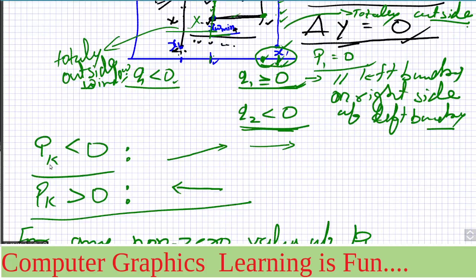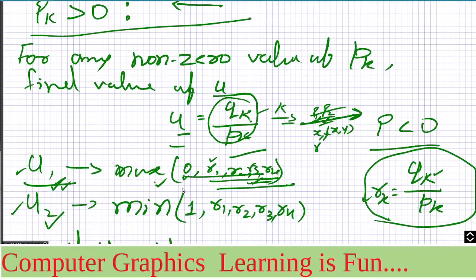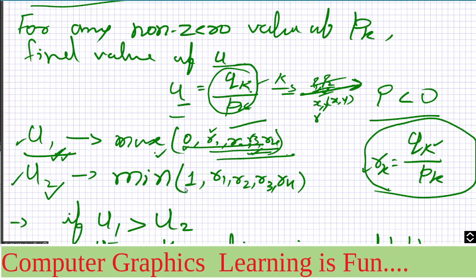Or if the pk value is less than 0 or greater than 0, then we will have to calculate the value of u. The u values are qk upon pk. So for each k, meaning for each boundary, we are calculating the u values. I am naming them r1, r2, r3, r4, which is definitely qk upon pk only. So we keep these r values along with 0 and find the maximum of it, and we consider it as u1. We try to find the minimum with 1, and keep it as u2.